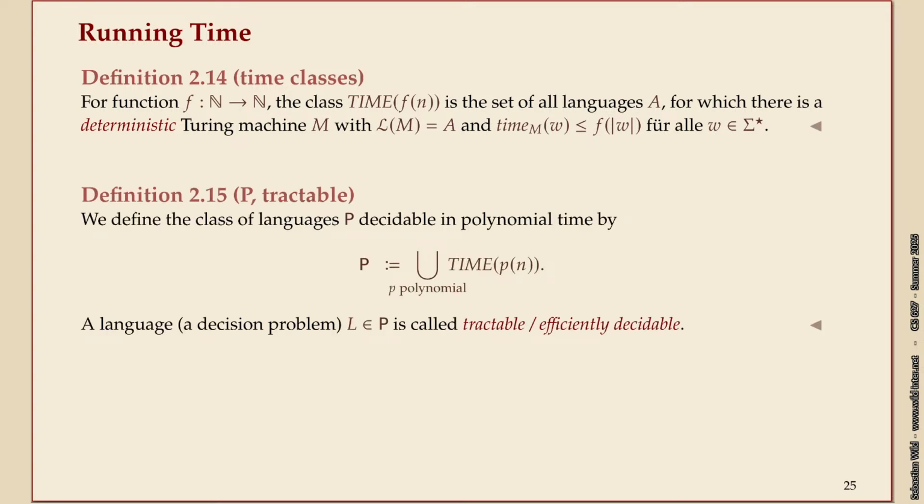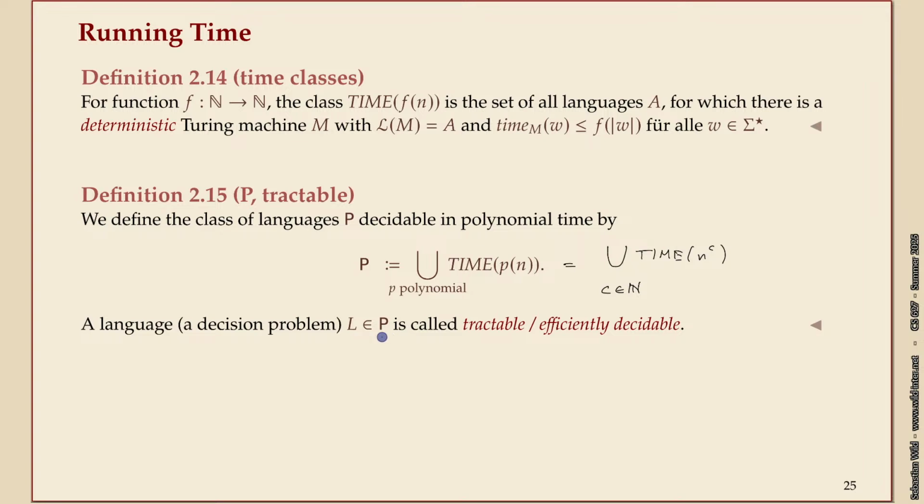And based on that, we can define the class P, which is the union of all these time classes for all polynomials. So all polynomial functions is effectively, you could have written this as the union over all constants C, and then it's time of n to the C. It's a bit more convenient sometimes to write it like this. But effectively, there must be an upper bound on the running time of the form n to a constant. N to 1,000 is fine. Any constant C is fine, but it has to be a constant, not grow with n.